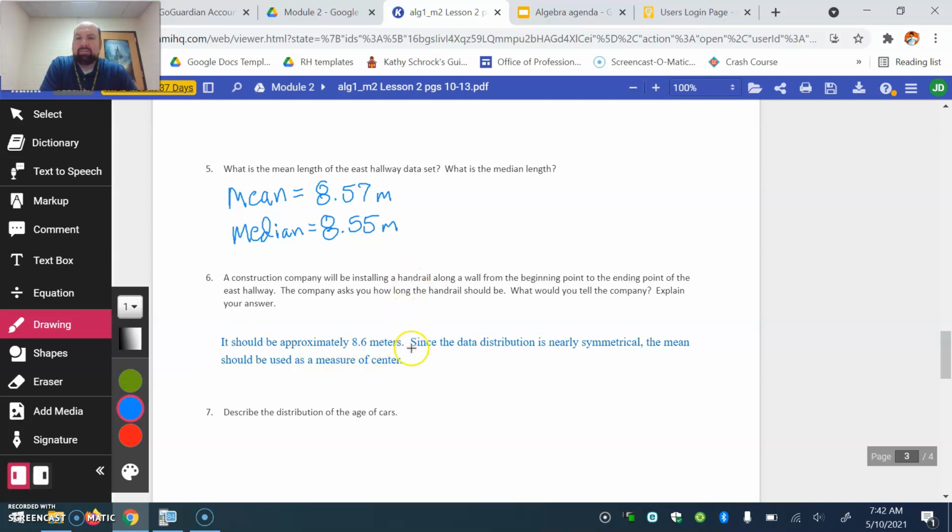But we could use either of these. It's kind of funny because this is the answer from the book. It says, since the data distribution is nearly symmetrical, the mean should be used. But if we look at 8.6, well, yeah, the mean is closer to that. But either one would round you up to 8.6. So in that case, it really doesn't matter. And a lot of times it won't.